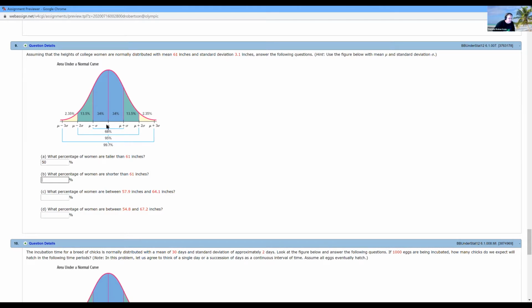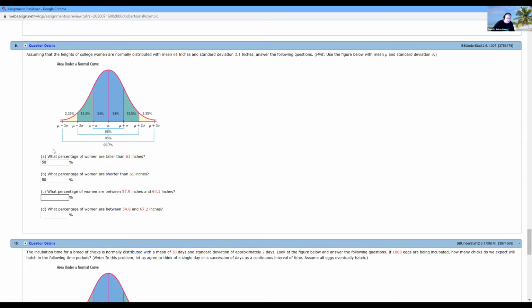So can you imagine that mu is 61? What percentage are shorter? 50. Yay, good. I know the easy questions, but it's worth it. Right, what percentage of women have between 57.9 and 64.1?